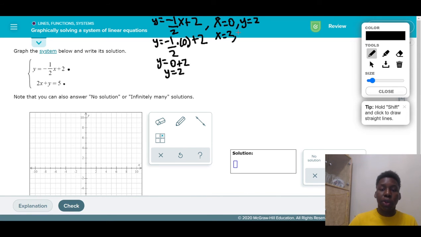Right, so when x equals 2, we have to find the corresponding y value, right? So let's look at that. So we're going to say y equals minus 1 over 2 times 2, and then plus 2. You can put brackets if you want. It doesn't really matter.